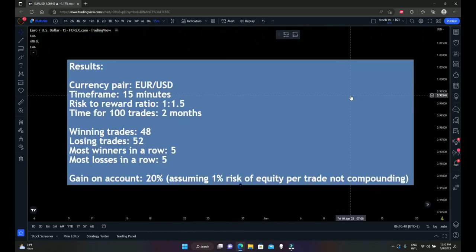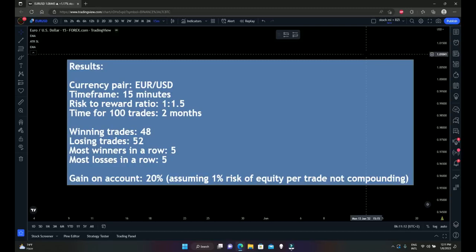All right, results are in after the 100 back-tested trades. This was tested on euro against the US dollar on a 15-minute time frame using a 1 to 1.5 risk to reward ratio. It took 2 months of price data to find the 100 back-tested trades, and out of those, there were 48 winning trades and 52 losing trades. The most winners in a row was 5, and the most losses in a row was also 5.